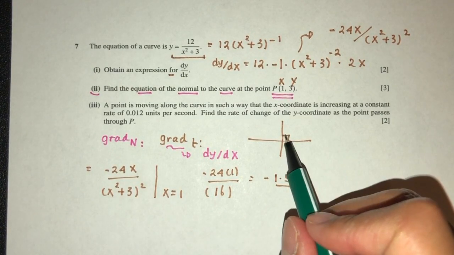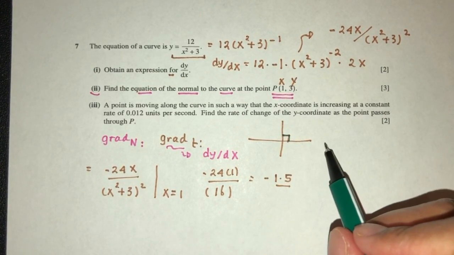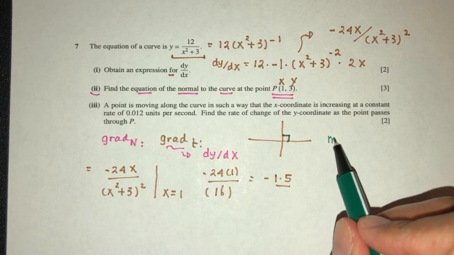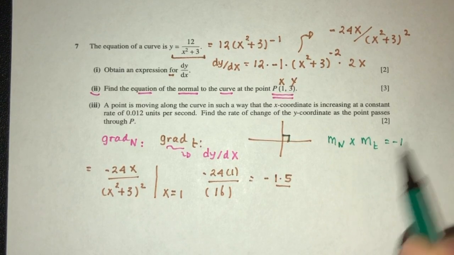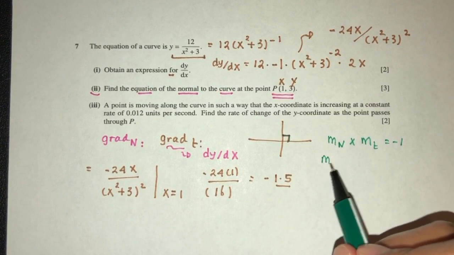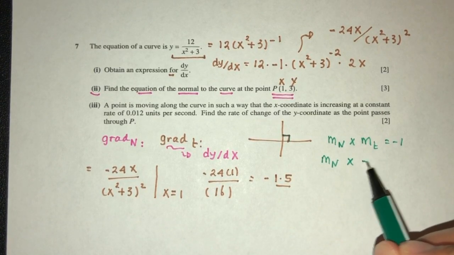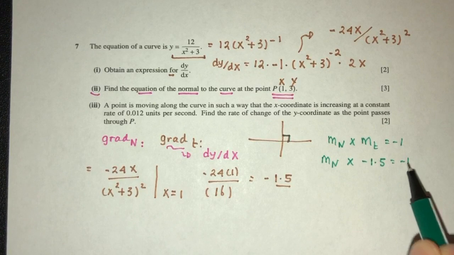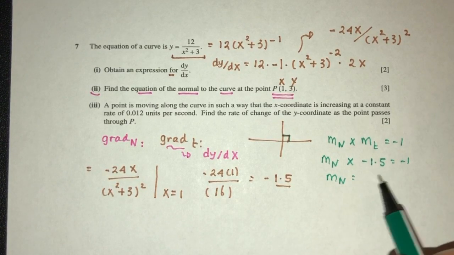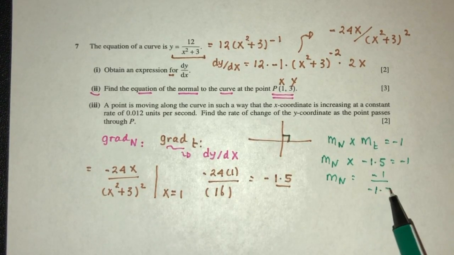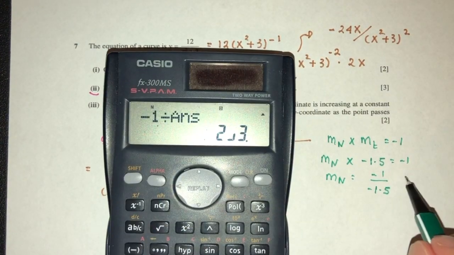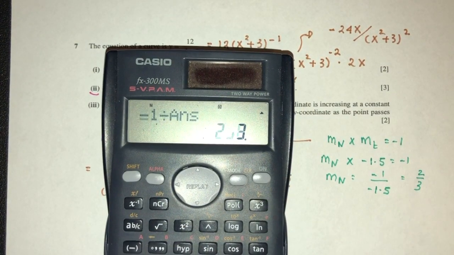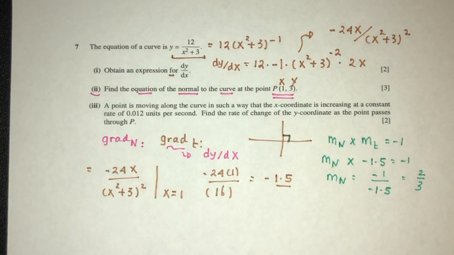Now because they are perpendicular to each other, as we have seen before, we understand that the gradient of normal multiplied by gradient of tangent should be minus 1. Replace this back, you will have this multiplied by minus 1.5 should be minus 1. So this is pretty easy. Minus 1 divided by minus 1.5. That should be the value of 2 over 3. So this is the gradient of the normal.